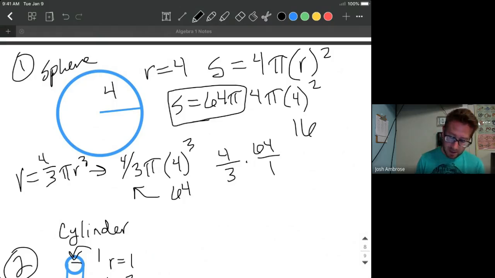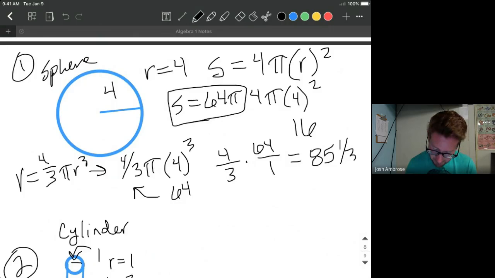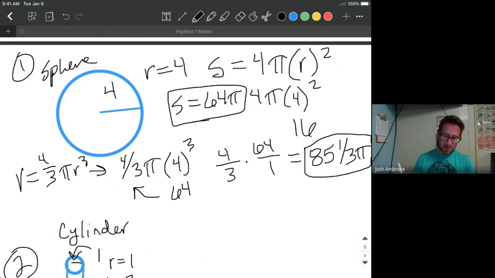64/1. Okay, multiply 64 by the number 4, you get 256. Take 256 and divide it by 3, and you're going to get 85 and 1/3. And don't forget, what is still there? Pi. So that right there represents our volume. Okay, volume right there. All right, so that would be for a sphere.